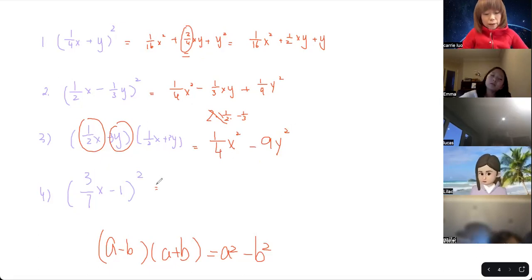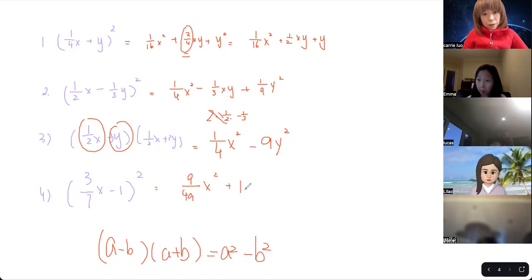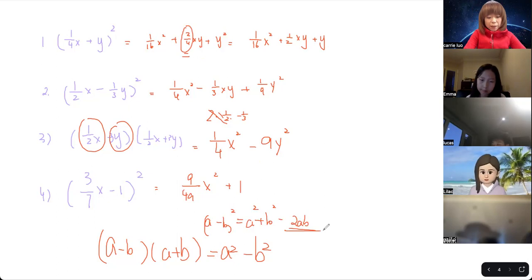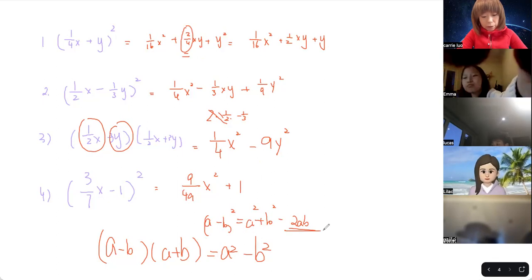Okay, so next one, Daniel. Number four. 9 over 49x², 9 over 49x squared. Very good. Plus one. Plus one, and what's next? There's nothing else. No, there's something else. So it's a minus b squared, Daniel, equals a squared plus b squared minus 2ab. Where did you get the minus 2ab? Oh. Yeah. So could you please tell me?